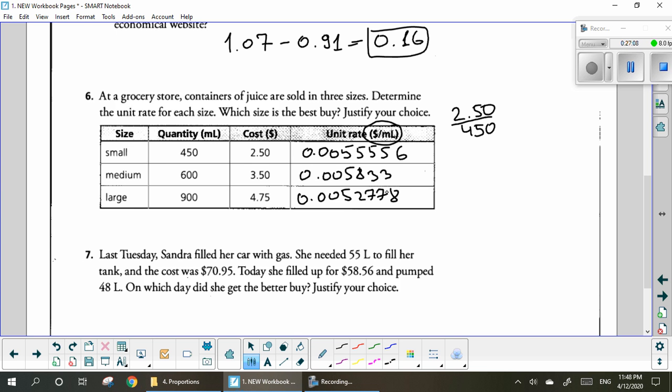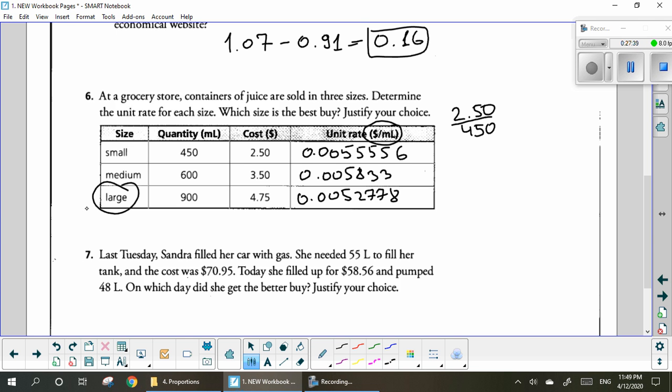I hope you can see that the large one is. They all have 0.005, and then the next digit is where they differ, and that next one is 2, 8, and 5, so it seems like the large one is the best deal. A lot of times students ask me, well, how many digits should I write down? Write as many as you can, and then you can compare them once you see where they start to differ, and that's how you can make a comparison.